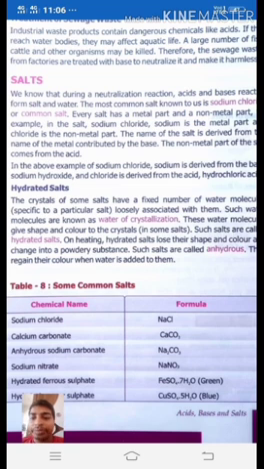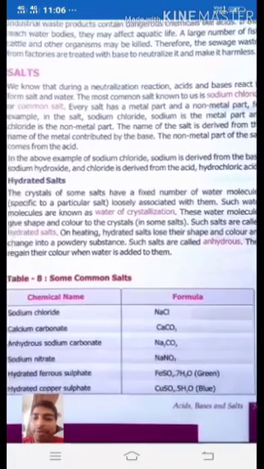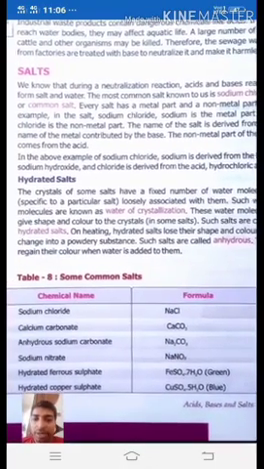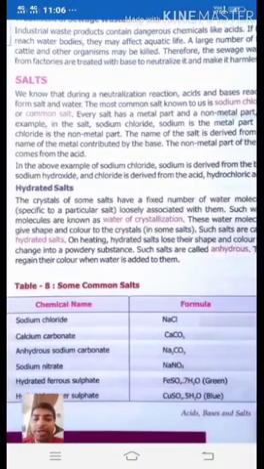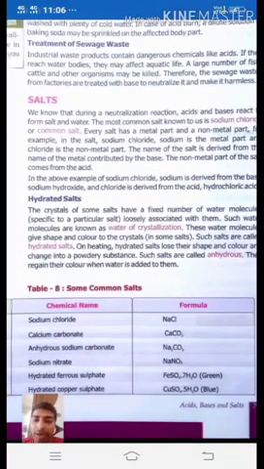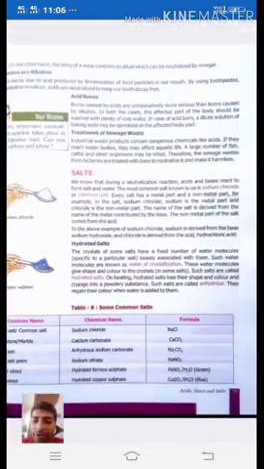In the above example, sodium chloride, sodium is derived from the base sodium hydroxide, and chloride is derived from the acid, that is hydrochloric acid. Basically, when HCl reacts with NaOH, they form NaCl, that is a salt, plus H2O, what we have studied in the neutralization reaction, right? Where sodium is a metal and chlorine is a non-metal. Sodium is denoted by Na, chlorine is denoted by Cl.